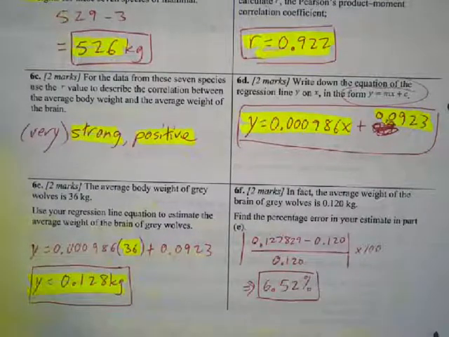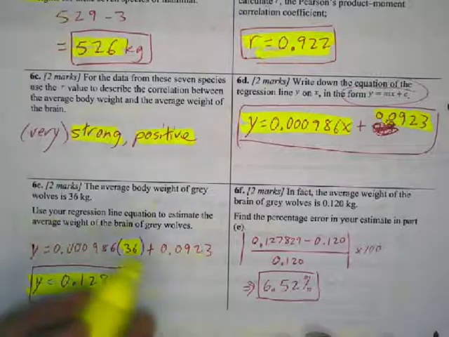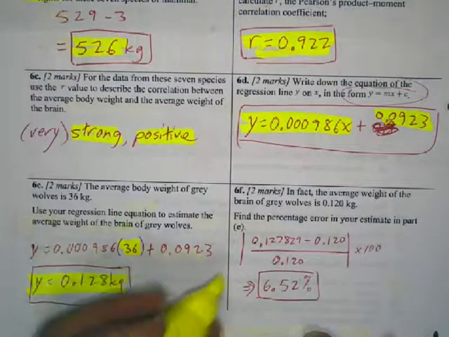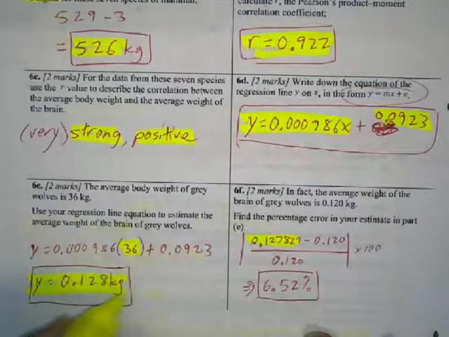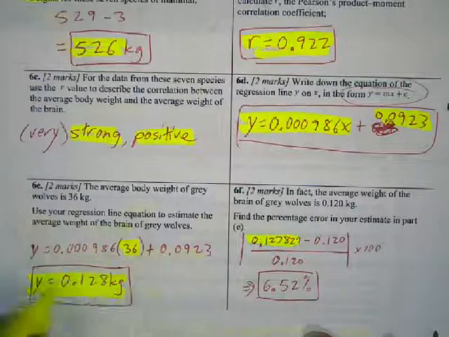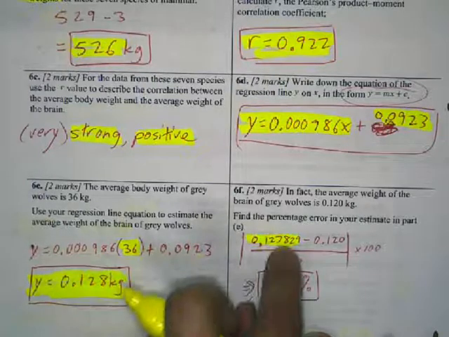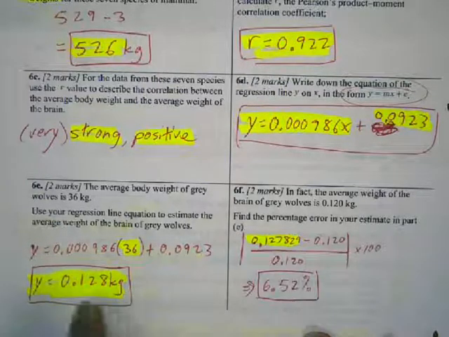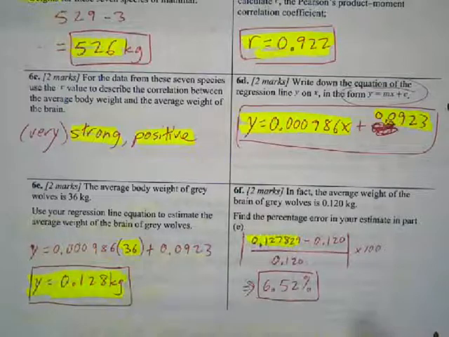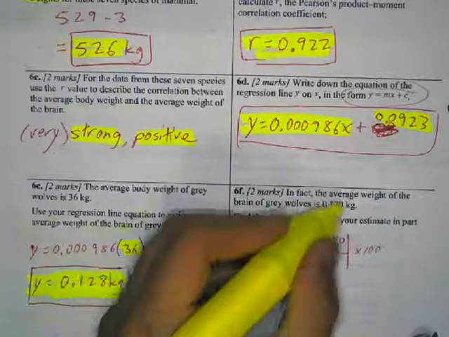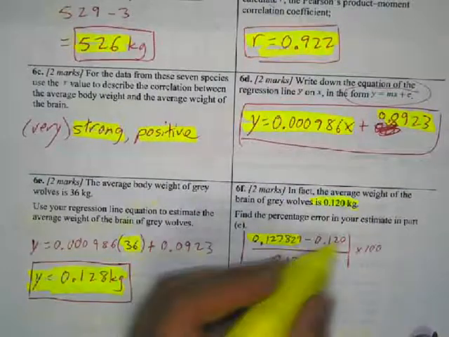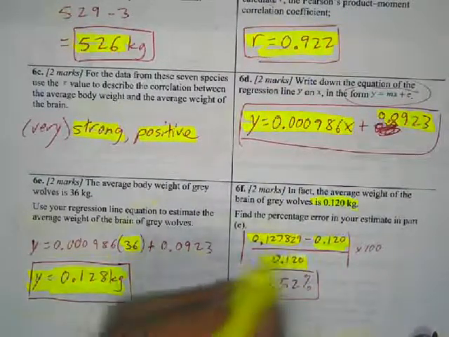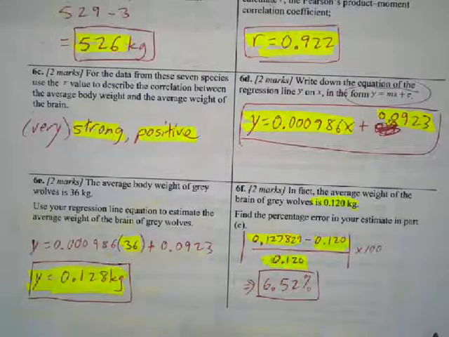So here is my approximate value from here. Okay, this is the actual value, not this from the calculator. And then they've told you the actual value, which goes right here and here, and then we get 6.52%. I hope this helps.